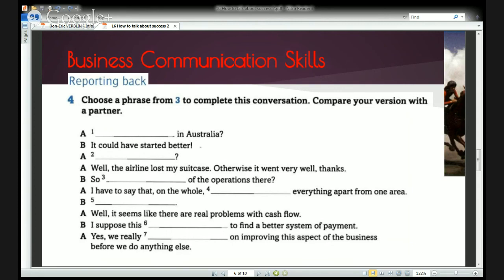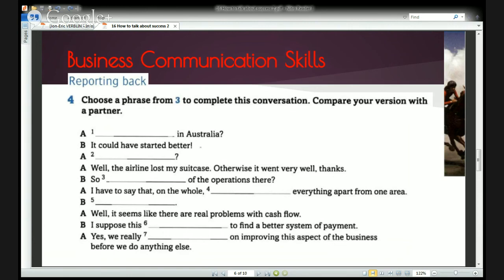Okay, Yuki, what about 7? Finish it up for us, Yuki. Yes, we really should focus on improving this aspect of the business before we do anything else. That is it. That's perfect.